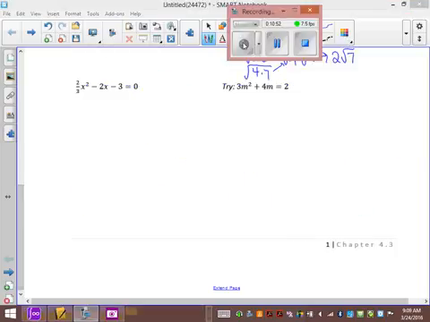Let's do this one first. So we have to move it over. 3m squared plus 4m minus 2 equals 0. Now this one isn't nicely like the 1. You still have to take that 3 out, right? So we take the 3 out, but we take it out of the first two terms.